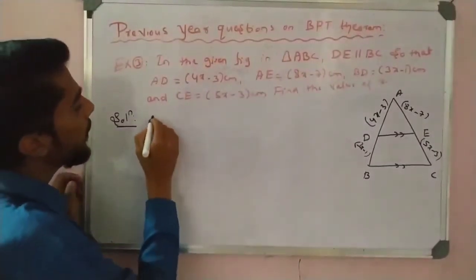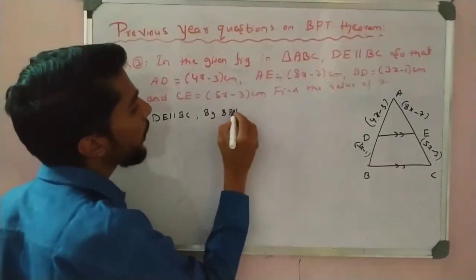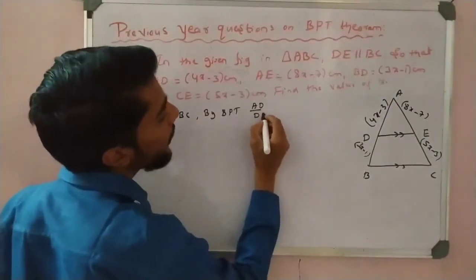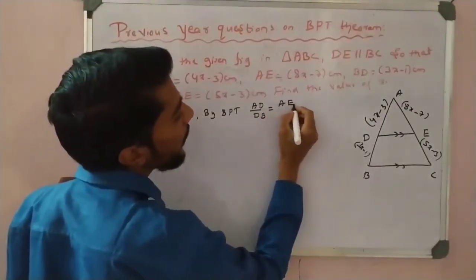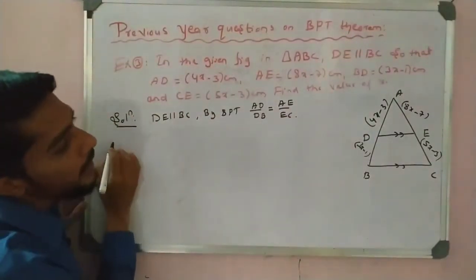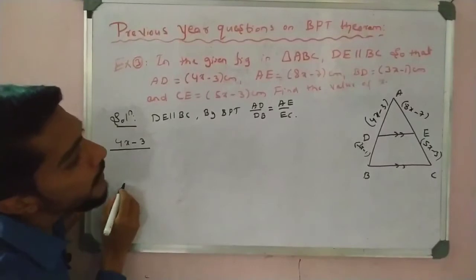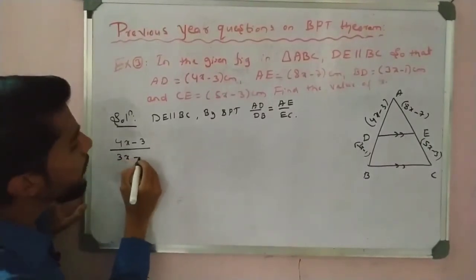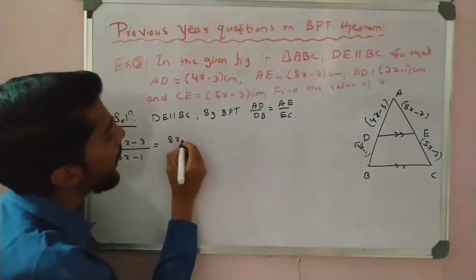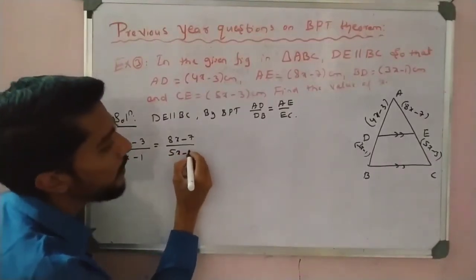Now let us put the values one by one. As per the given, DE is parallel to BC, so by BPT we can write AD divided by DB is equal to AE divided by EC. Now put the values here. AD is 4x minus 3, divided by DB, which is 3x minus 1, is equal to AE, which is 8x minus 7, divided by EC, which is 5x minus 3.